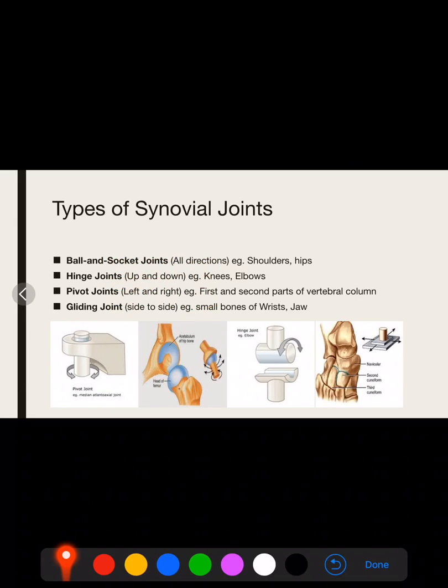Okay, so which one can allow you to have the greatest movement? The one which is the ball and socket joint. You can find this joint at the shoulder. This is your shoulder joint. Okay, you have to pay attention to these 4 types of synovial joints. So actually, this is the end of the skeletal system.